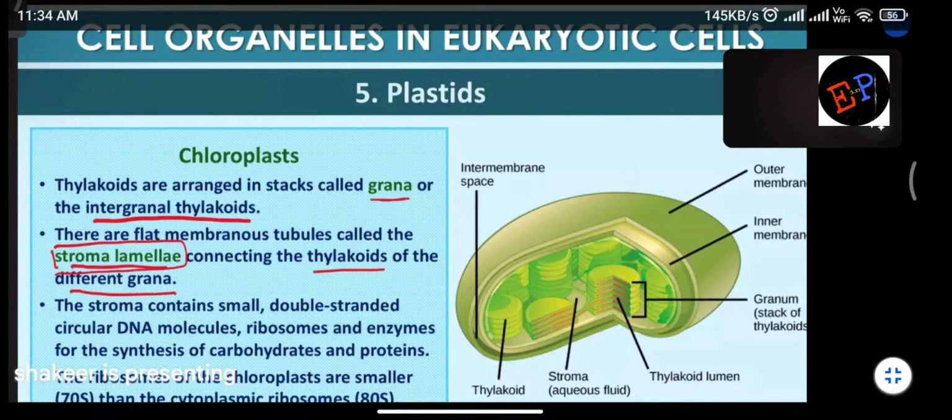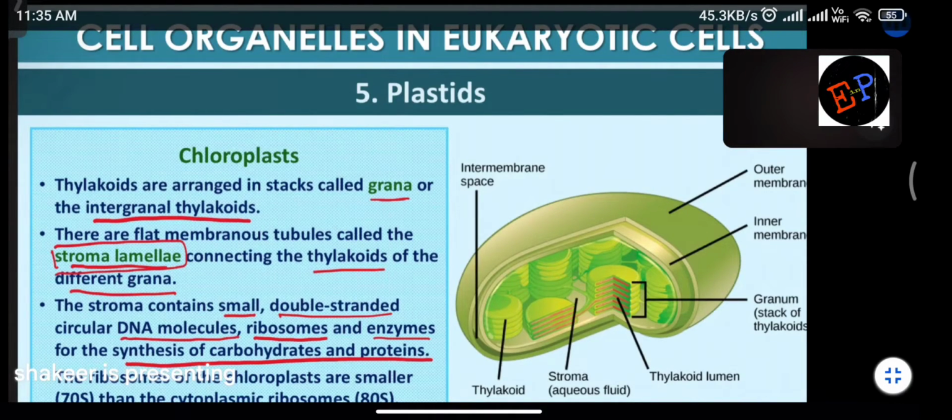Stroma contains small double-stranded circular DNA molecules. Along with the grana, the empty space called stroma also consists of DNA molecules, ribosomes, and enzymes for the synthesis of carbohydrates as well as proteins. Do you understand? Which region is called stroma? The region present inside the chloroplast is called stroma.